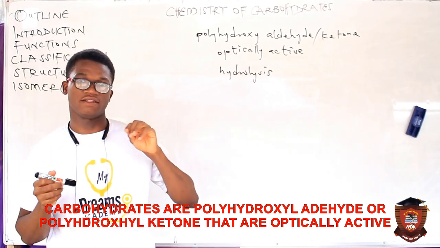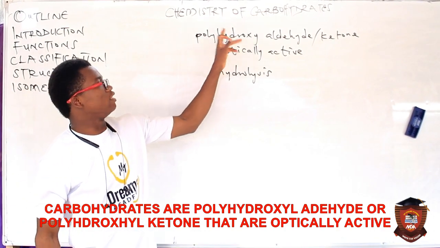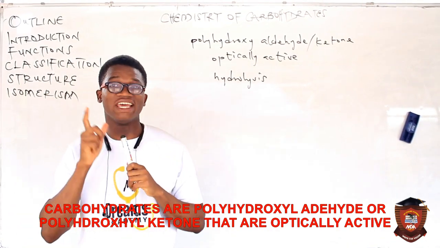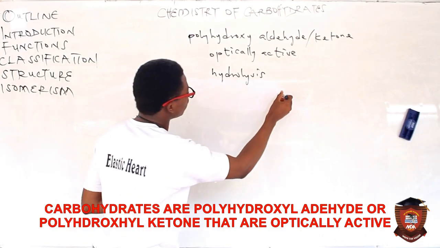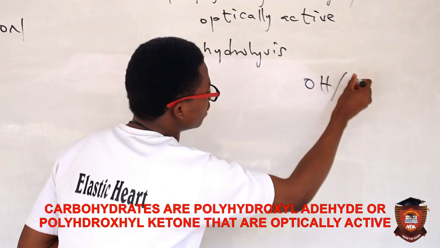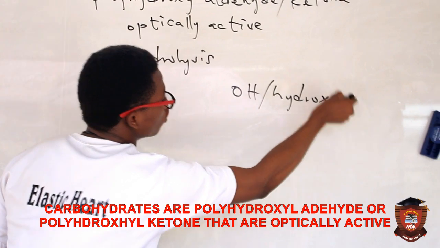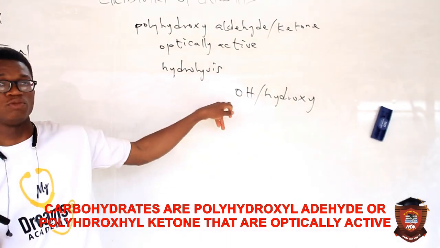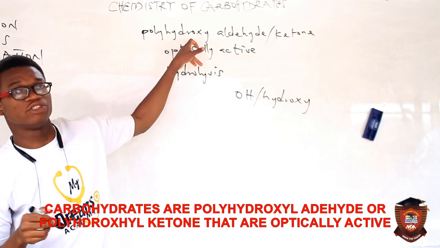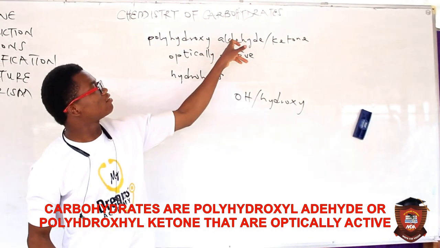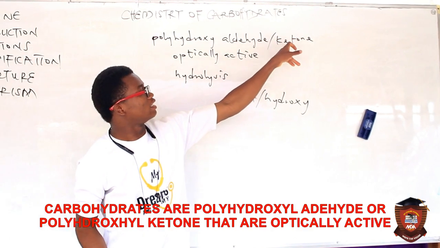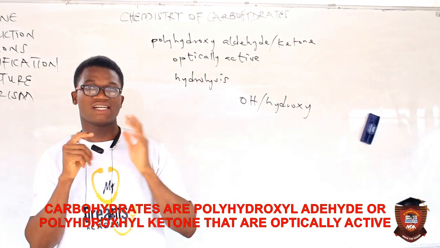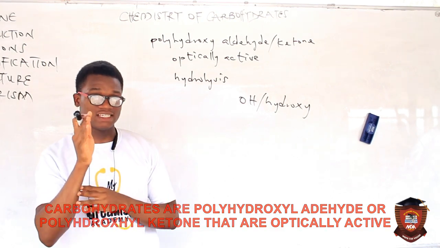I'll take them one after the other. By polyhydroxy, we mean that each carbohydrate molecule has so many OH groups. So we have the OH group or the hydroxy group. It is common to all carbohydrates. Every carbohydrate has more than one OH group. That is why it is called a polyhydroxy. Then it can have an aldehyde functional group or a ketone functional group. We will still come to that under classification, but that is how the definition goes. So let me take it again.